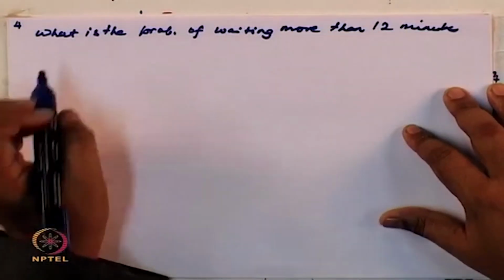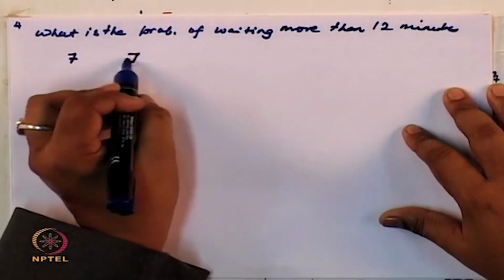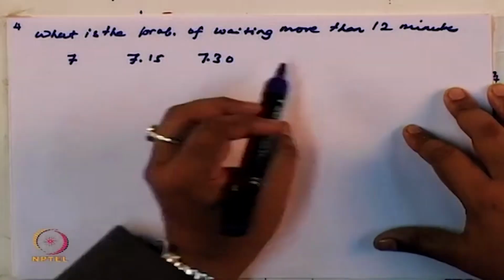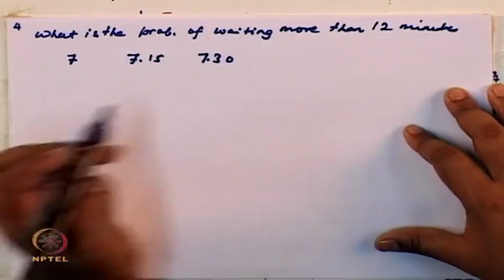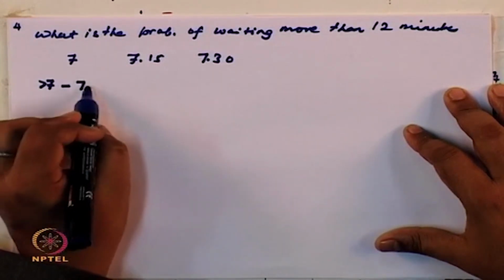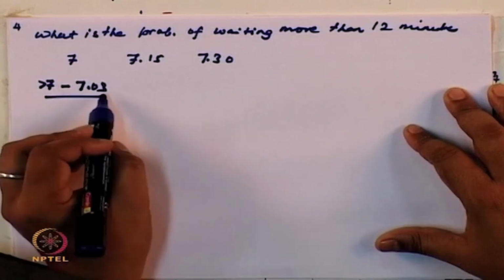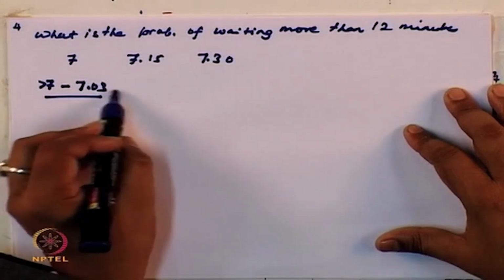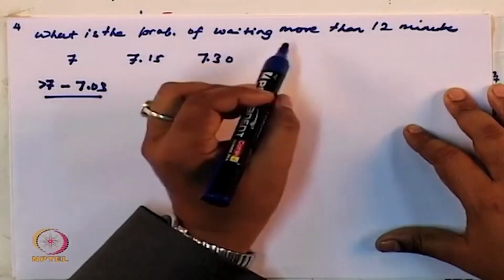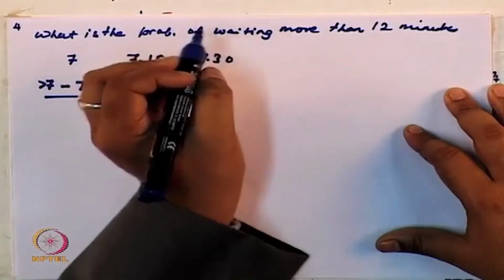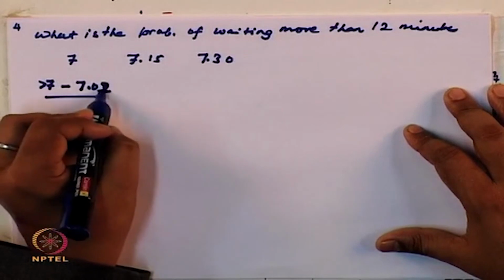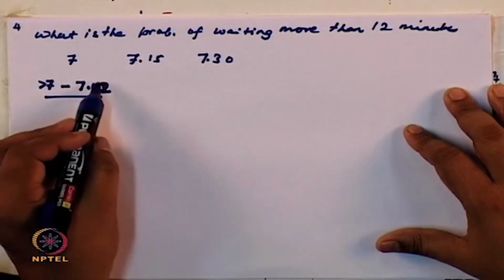So, the bus arrives at 7, 7:15, 7:30. If the person has to wait more than 12 minutes, then he has to arrive between 7:00 and 7:03, right? Because if he arrives at 7:04, then he has to wait only for 11 minutes. Since he has to wait at least 12 minutes, if it is more than 12 minutes, then you will have 7 to 7:02, or also 7:03.